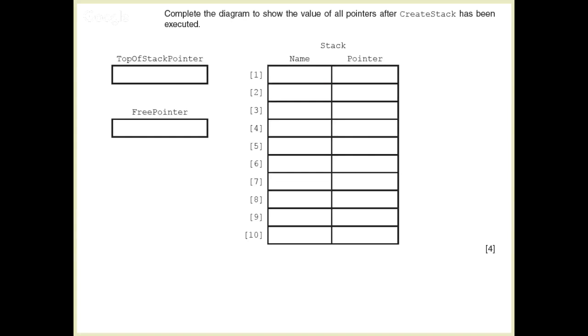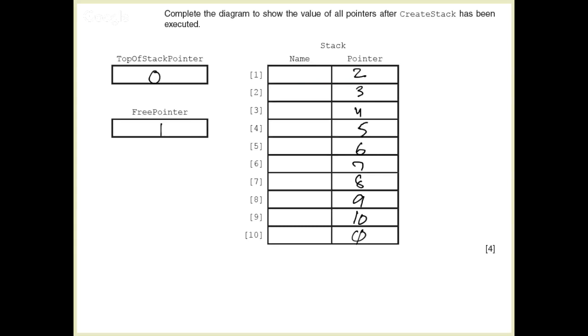So top of stack would be 0, free pointer would be 1. These all will be initialized to null. You know what null is in a string? Double quotation without anything in between. And these would be pointing to 2, 3, 4, 5, 6, 7, 8, 9, 10 and null. This is how it is initialized.